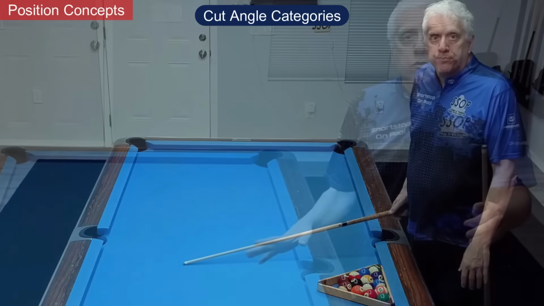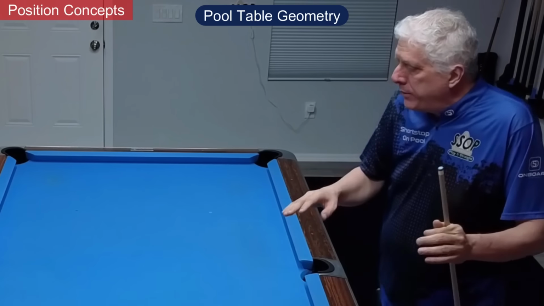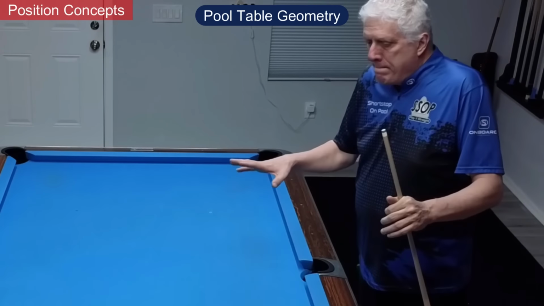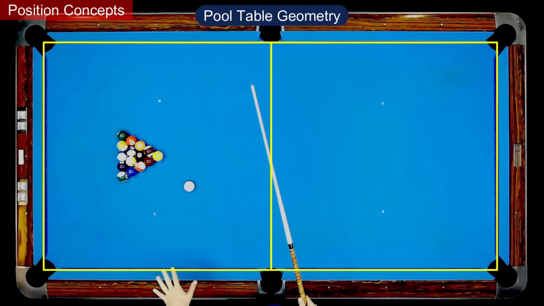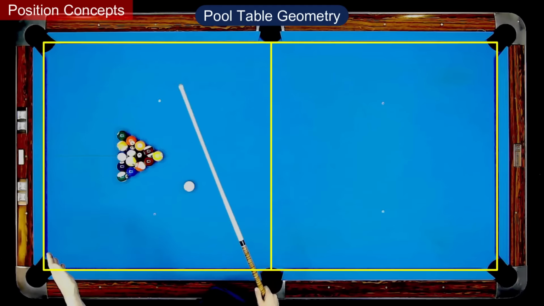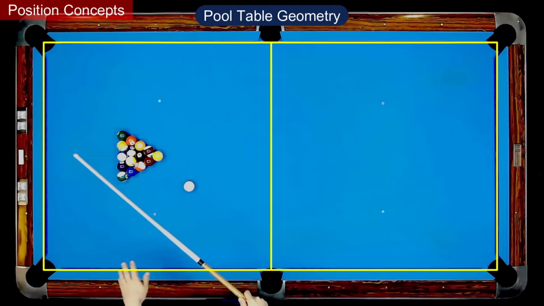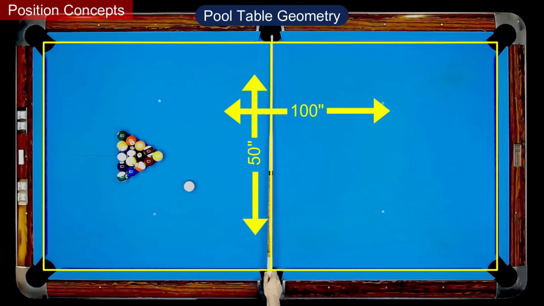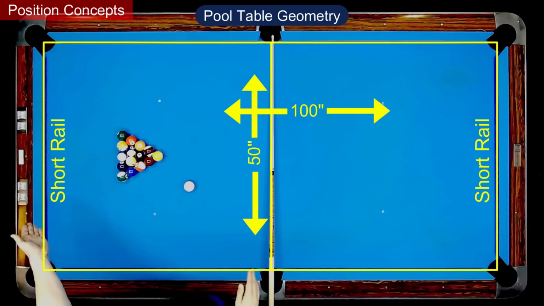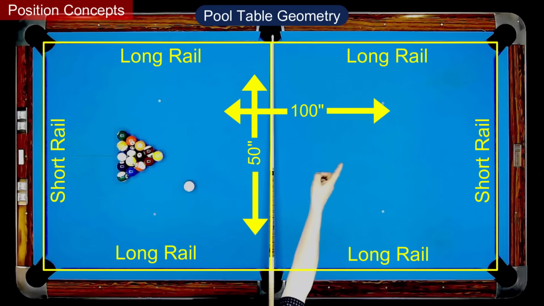We also need to cover a few terms having to do with the pool table, and I know most of you know this already, but just for completeness. The pool table is a rectangle, but yes, it is indeed 2 perfect squares. So for example, on my 9-foot table, the dimensions of the playing area that's measured from the nose of the rails is 50 inches by 100 inches. So it's 2 squares. We call these the short rails, the ones on the 50-inch length. Then there's 2 long rails.